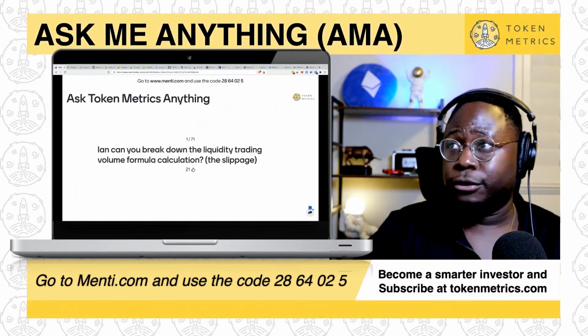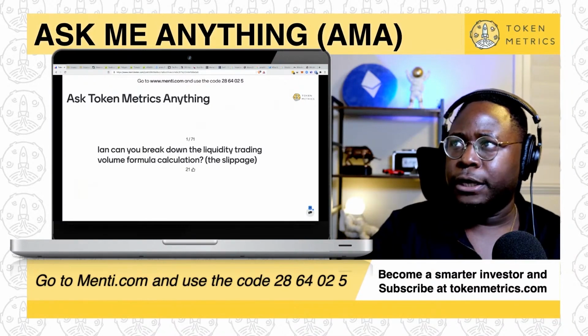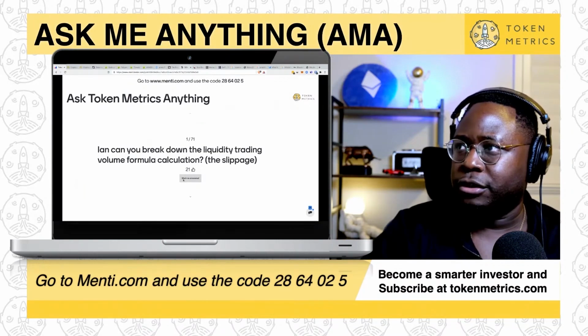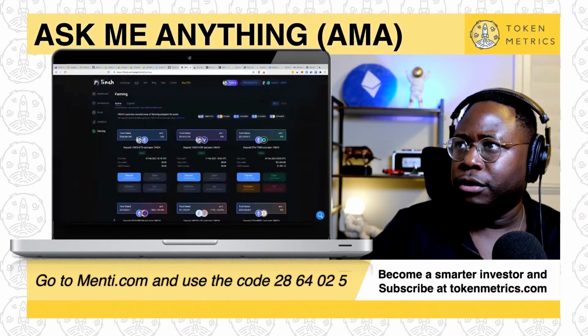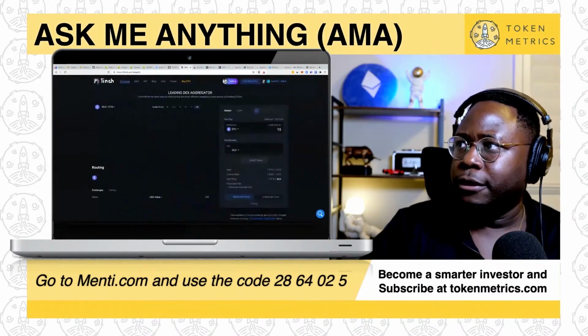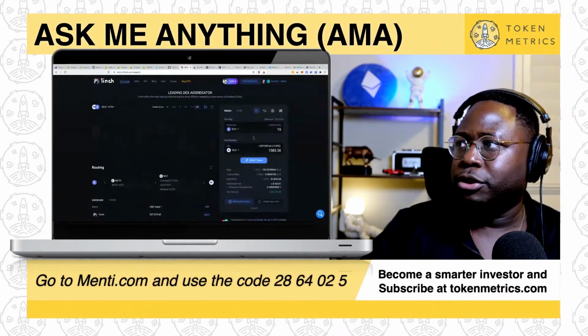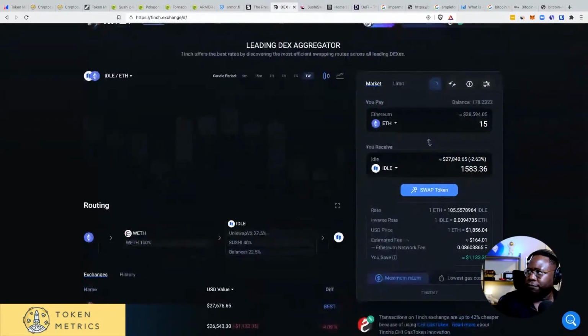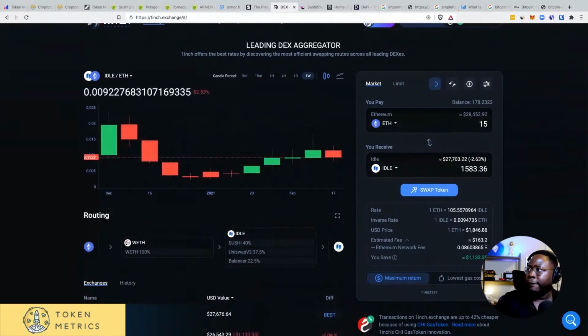Good question. I have covered this before, but nowadays, if you go to most DEXes, like One Inch Exchange, if we go to the exchange tab, even the same thing with Sushi and Uniswap, they'll tell you the slippage. For example, let's say I want to sell 15 Ethereum and buy IDLE. The slippage on this is 0.26%. I'm sorry, 2.63%. Basically, I would lose this much on the trade.